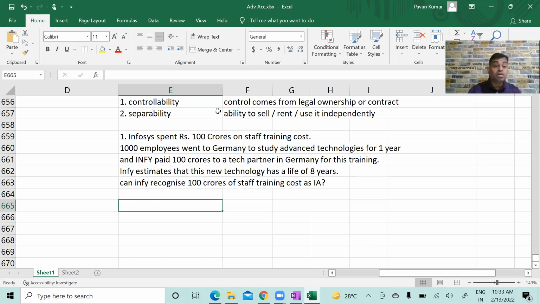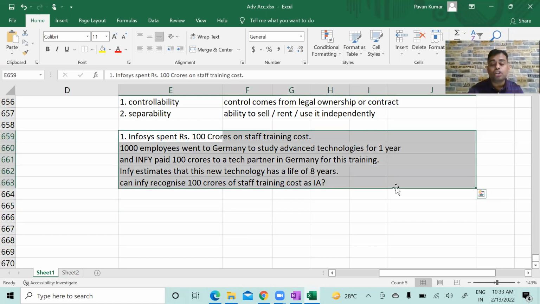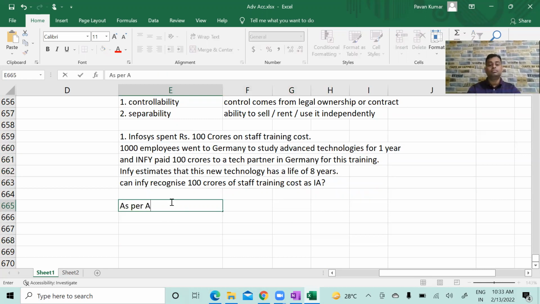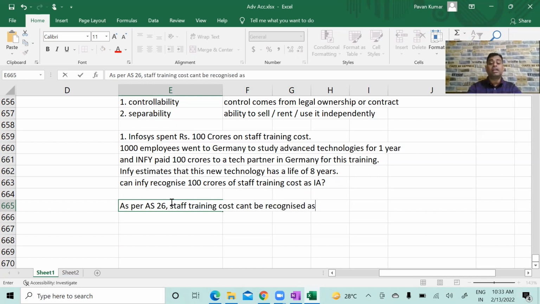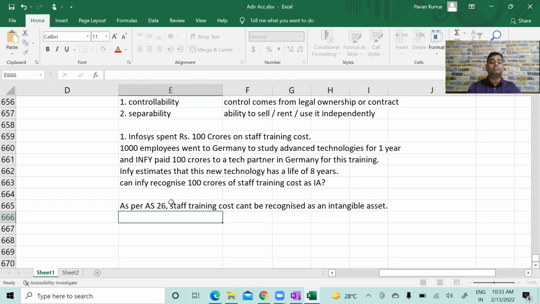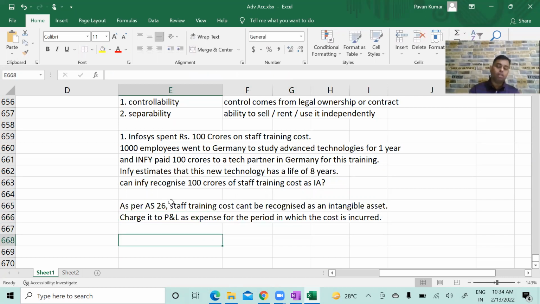Possible. So, what is the answer for this? Sarah, tell me, what is the conclusion? We cannot recognize. As per AS 26, staff training cost can't be recognized as an intangible asset. So what to do? Charge it to P&L as expense for the period in which the cost is incurred. That's all. You understand this? Yes, sir. This is case study 1.